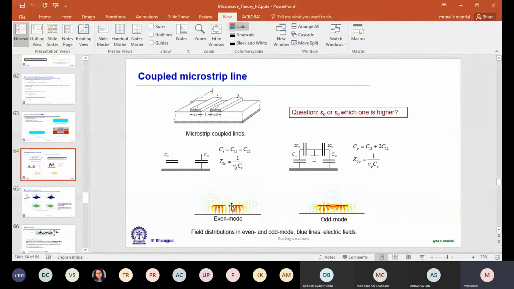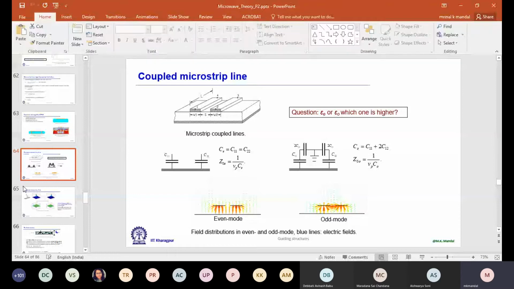Then what is the third technique? This third technique we actually invented 13 years back. From the field concept again, if I put any perturbation here, then it disturbs mostly the even mode. I did not refer to my paper anyway. So what we did, we put a ground plane slot here, a ground plane slot.